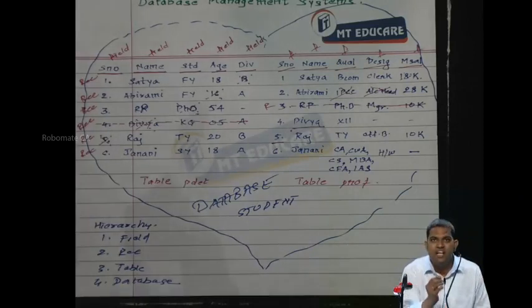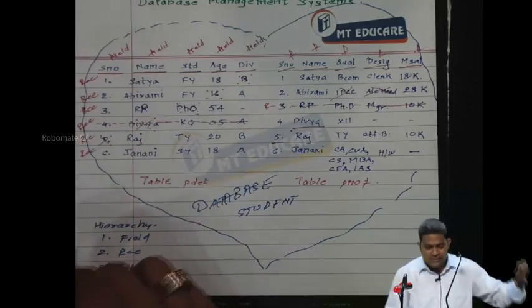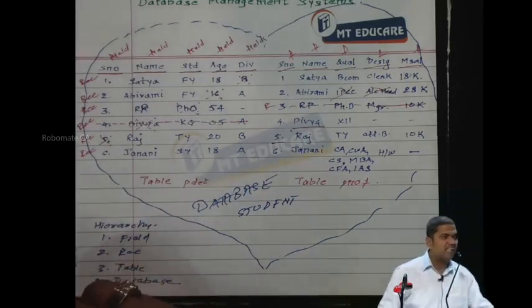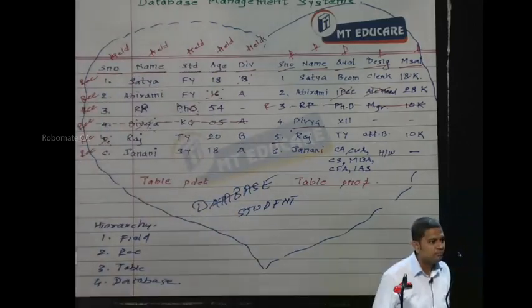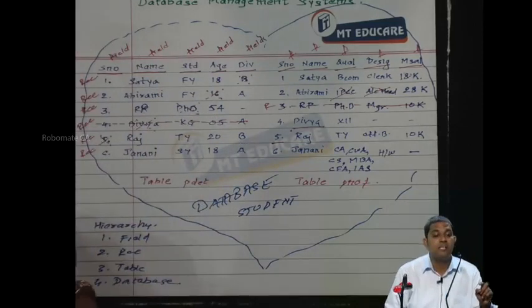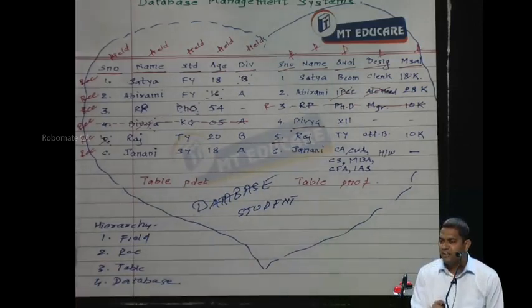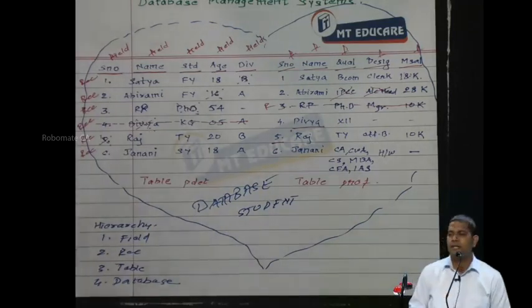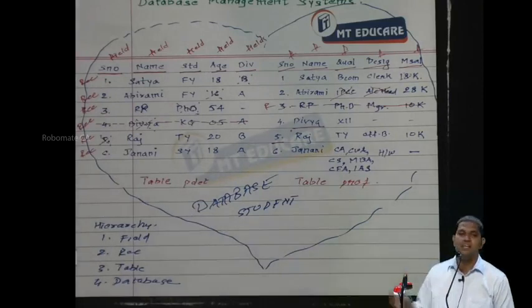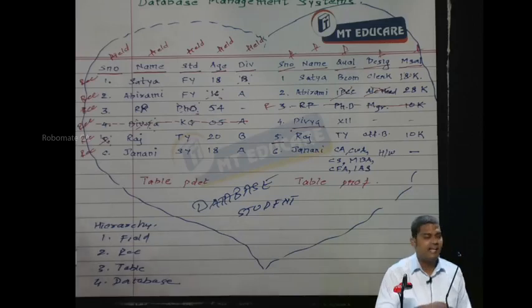What's the only field remaining? Student number. 1 means Satya, 3 means Ram Prakash, 5 means Raj, and it is not vacant, it is not null for any record. Am I right or wrong? So this particular field becomes the primary key. So what's a primary key? A primary key is that field which will describe a specific entity uniquely. Understanding? After the primary key, the next one is called the secondary key.